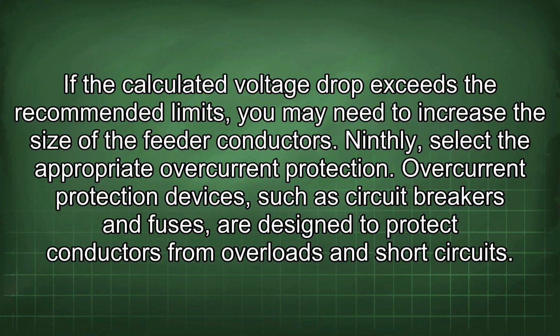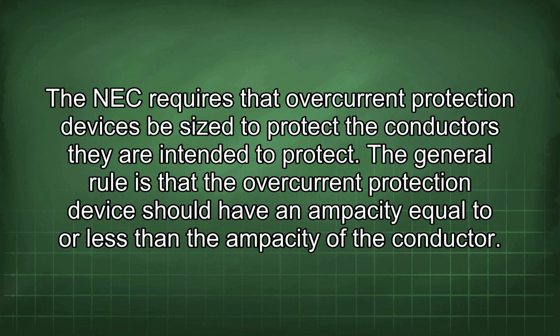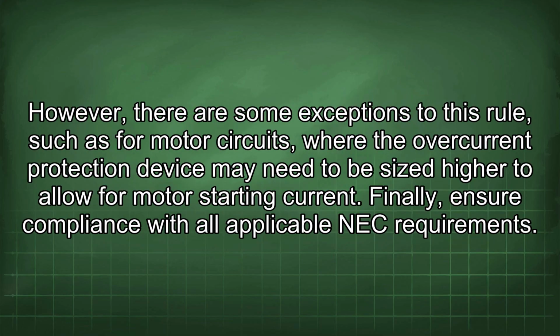Ninthly, select the appropriate overcurrent protection. Overcurrent protection devices, such as circuit breakers and fuses, are designed to protect conductors from overloads and short circuits. The NEC requires that overcurrent protection devices be sized to protect the conductors they are intended to protect. The general rule is that the overcurrent protection device should have an ampacity equal to or less than the ampacity of the conductor. However, there are some exceptions to this rule, such as for motor circuits, where the overcurrent protection device may need to be sized higher to allow for motor starting current.